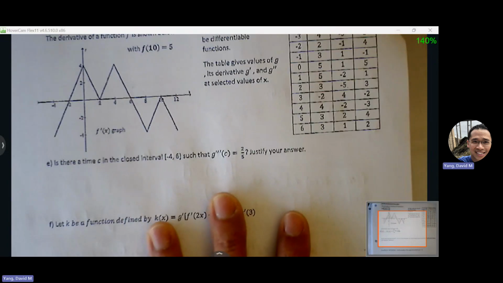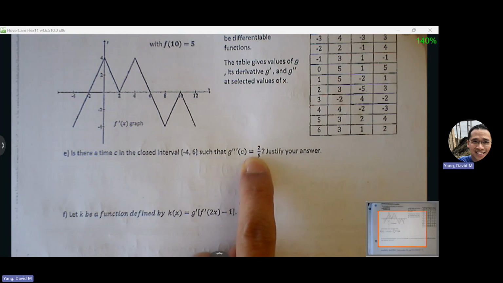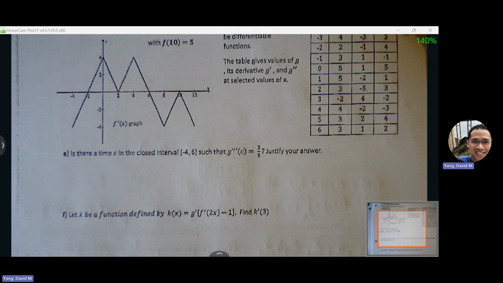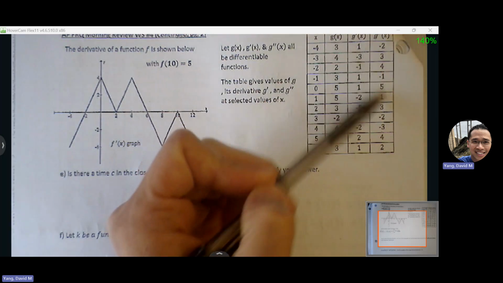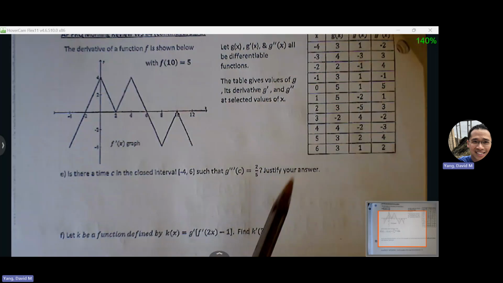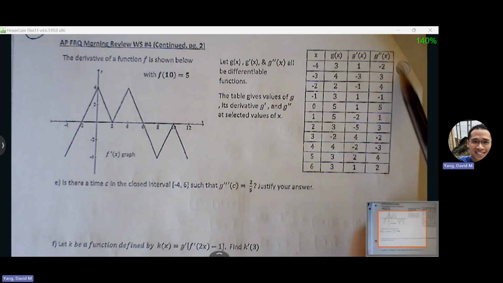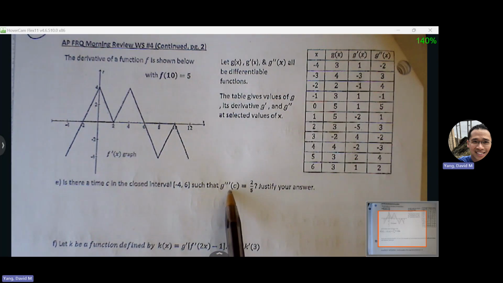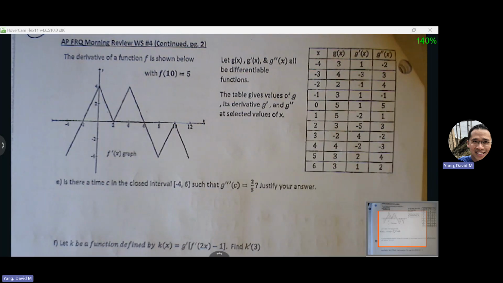Okay, is there a time such that g triple prime is equal to 2/5? Well, if we had a g triple prime table, we could just go down and see if that value shows up, but we don't have the third derivative shown to us. What we do have, though, is g double prime. And we know the third derivative is just the slope of the second derivative. So I think this is trying to get us to use mean value theorem here.